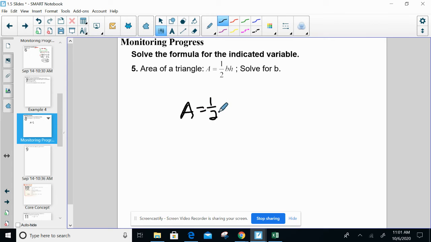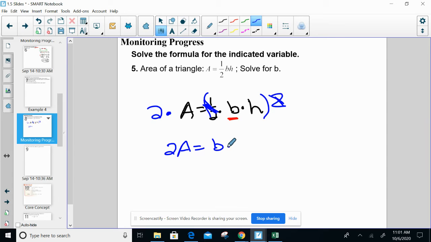Everything here, and I'll rewrite it, is multiplication. So to get b by itself, we just want to divide. Now, keep in mind, I know I said divide, but if you take 1/2 times 2, so take this whole side times 2, that 1/2 will cancel with the 2. The only reason I'm multiplying is because it's a fraction. Think about it: 1/2 is division, divided by 2. So take it times 2 to get rid of it. So now it's 2a equals b times h.